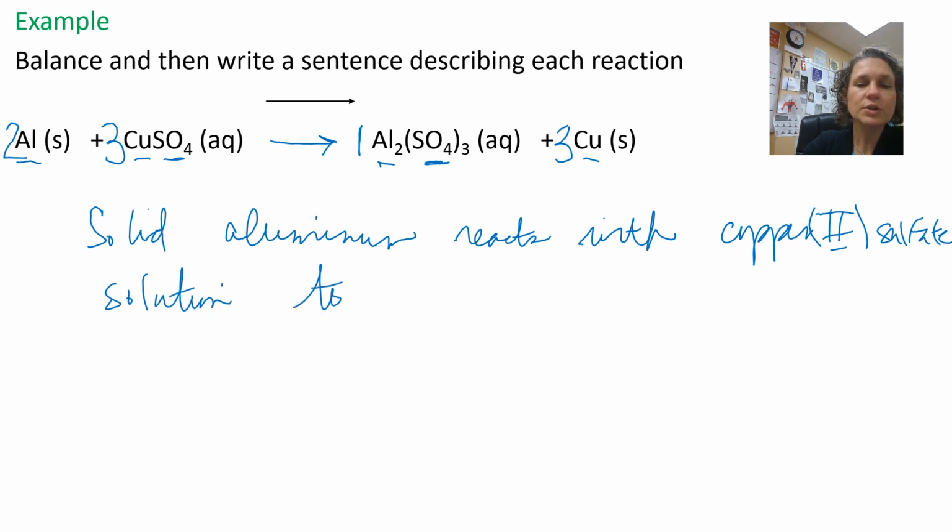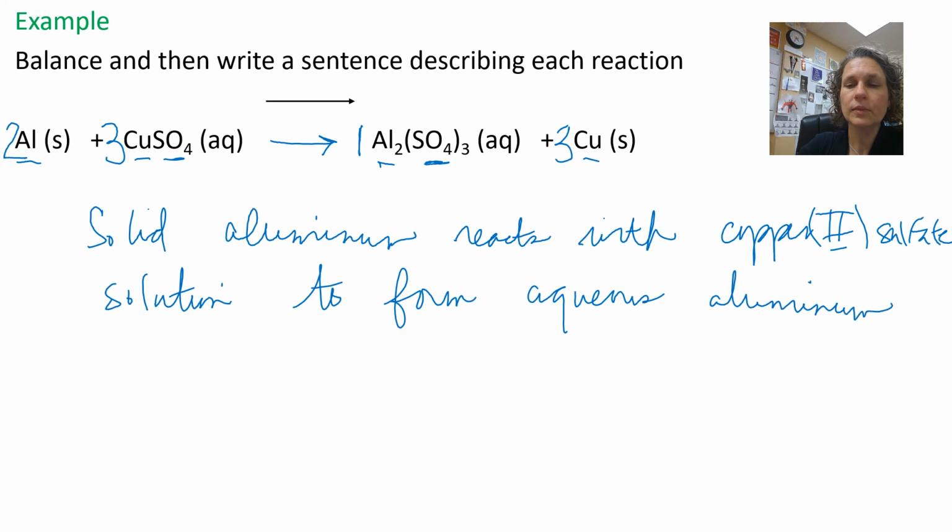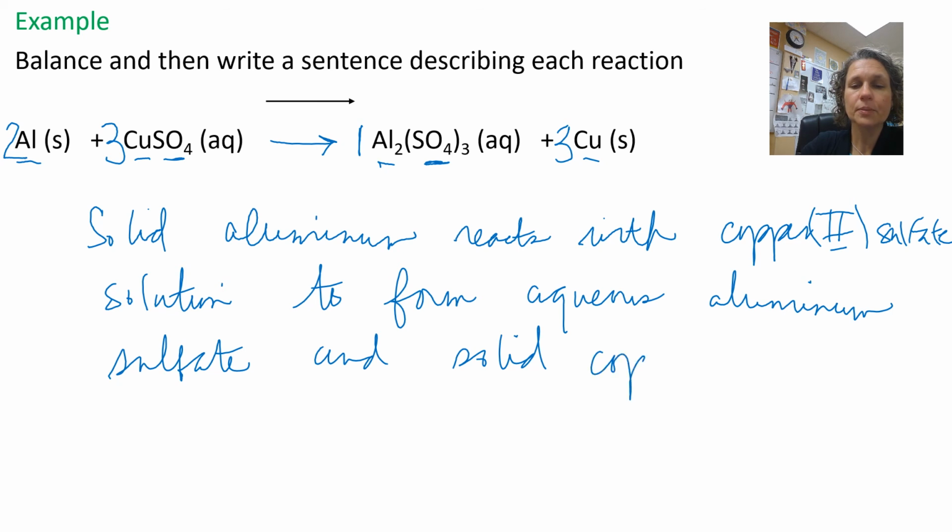To form. So there's my arrow, to form. You can say aqueous or a solution of. So aqueous aluminum sulfate and solid copper. And that's it. Okay, everybody all right with that?